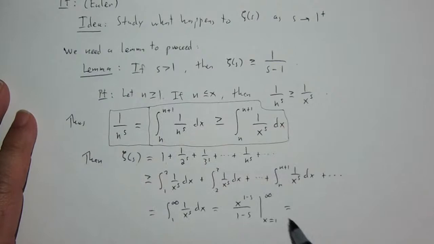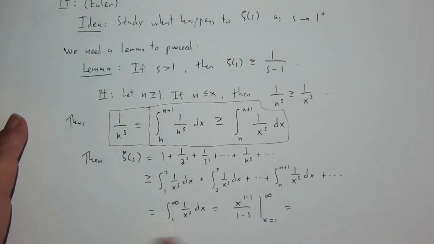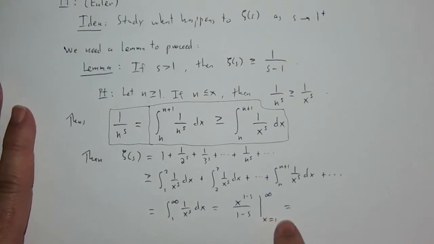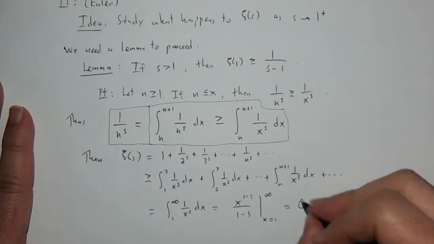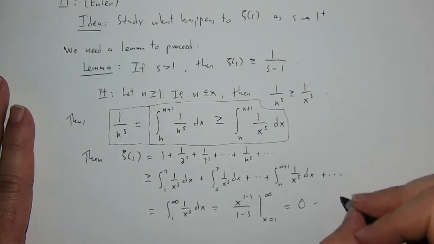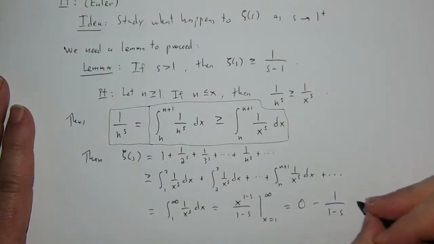Since s is bigger than 1, evaluating at infinity, I get 0 here, right? So remember, another way to see this: when s is bigger than 1, this is a convergent improper integral. When s is less than 1, it is divergent, right? This is actually infinity. Here, this thing is convergent, though, because in this exponent here, this is going to be a negative thing. So this is going to be 0 minus 1 over 1 minus s.